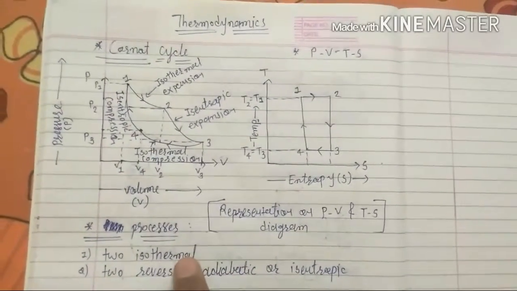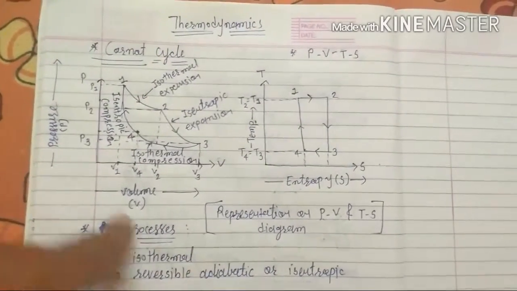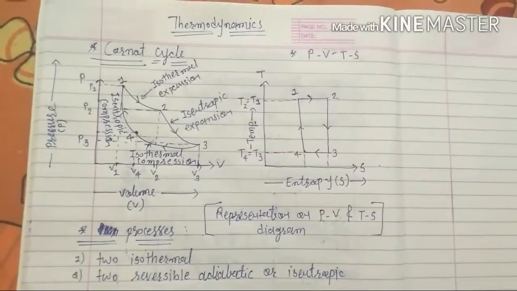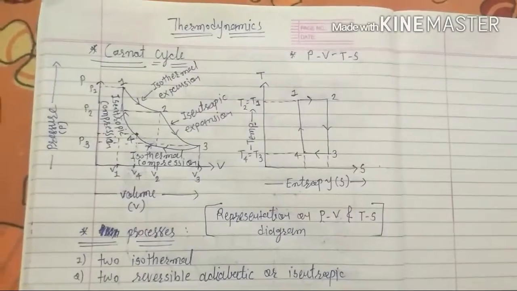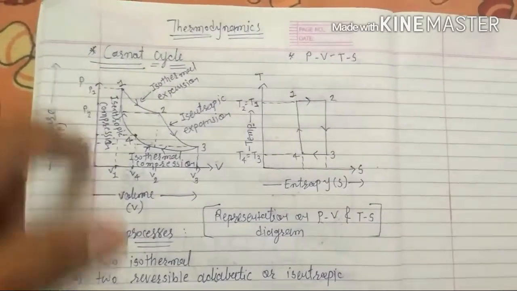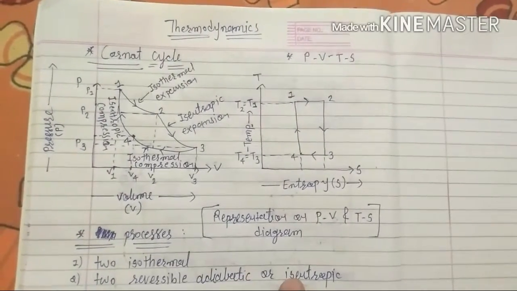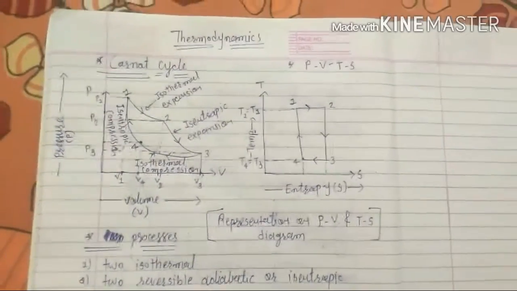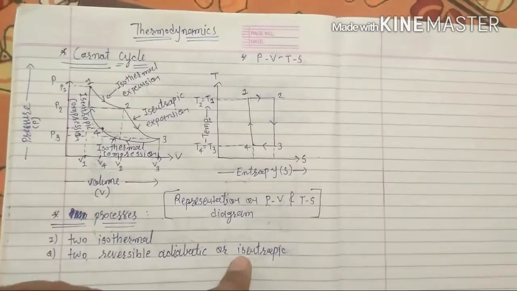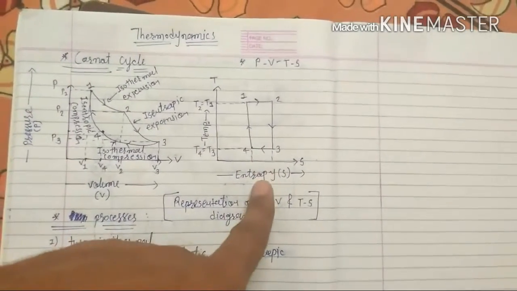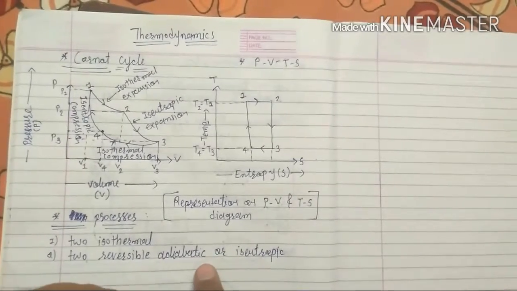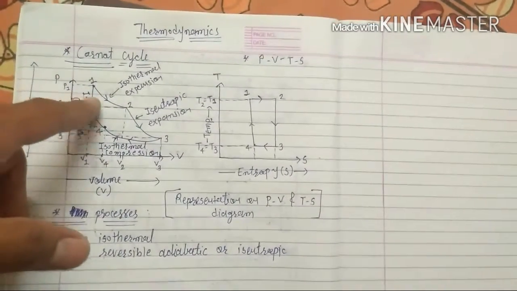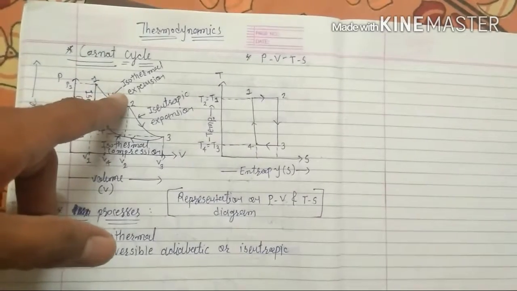So what is an isothermal process? An isothermal process is a process in which the temperature of the gas remains constant during the entire process. And what is a reversible adiabatic or isentropic process? It is a process in which the entropy of the gas remains constant.